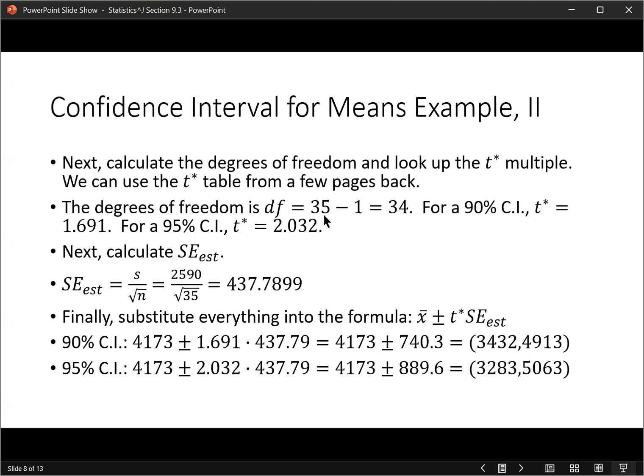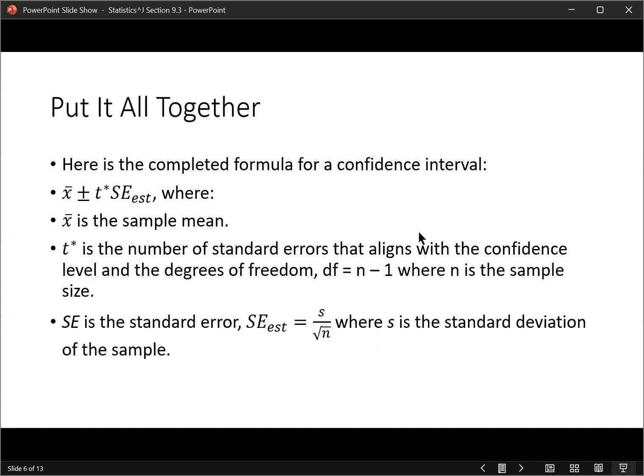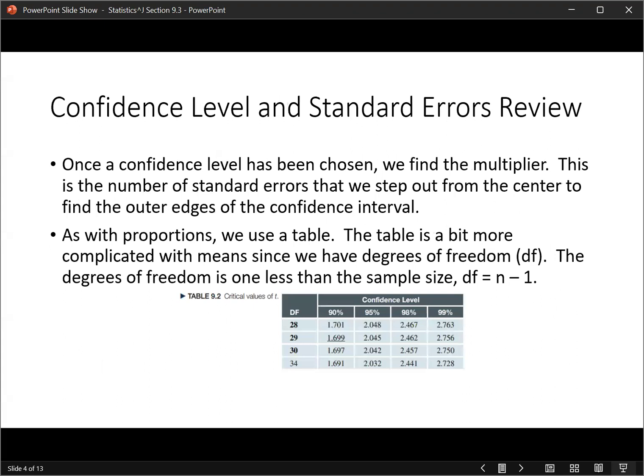It is the sample size minus 1. So the sample size is 35. So that means the degrees of freedom is 34. All right, now let's look to our table. All right, so 34, that's the degrees of freedom.